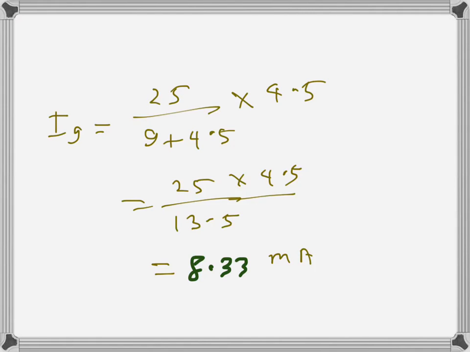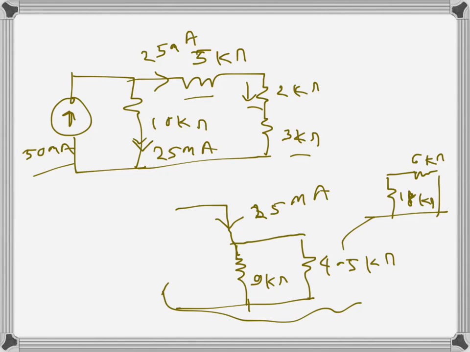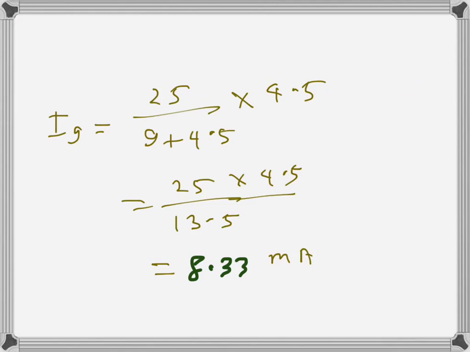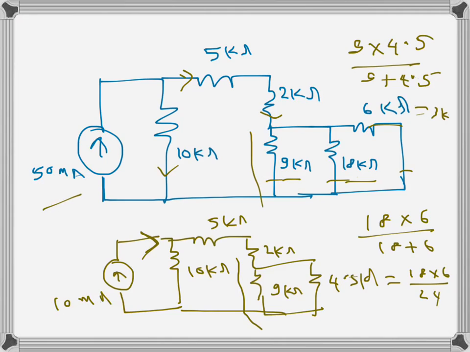Now we need to find the current through the other branch. The remaining current will flow through this, so we can just subtract from 25 minus 8.33 milliamps, so 16.67 milliamps. This is the current that is flowing through. So this is 8.33 milliamps, 25 milliamps is here, and then this current is 16.67 milliamps. This current is 16.67 milliamps.